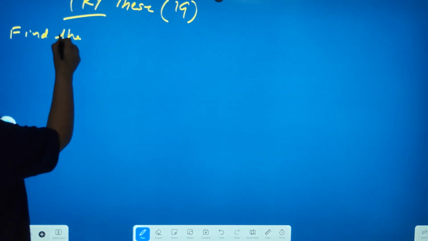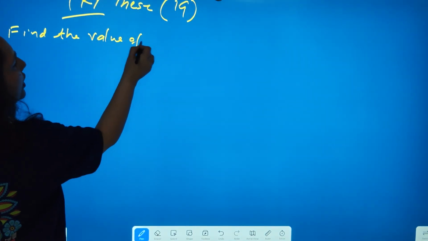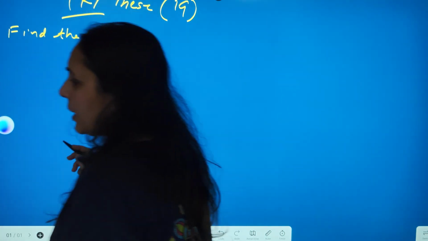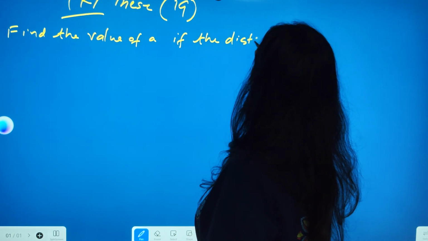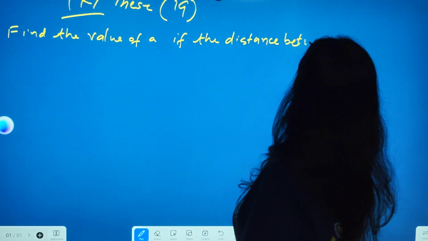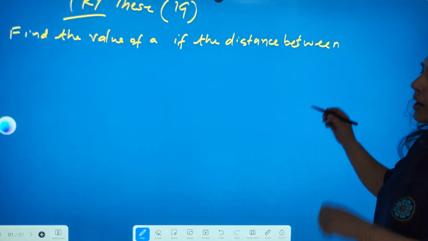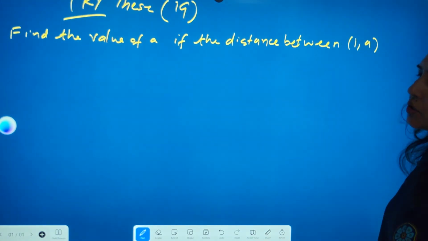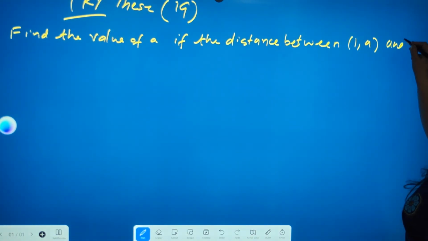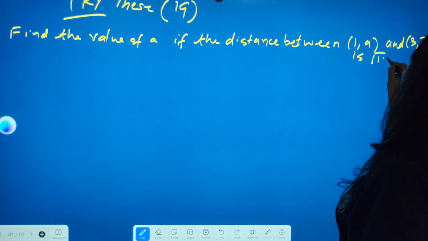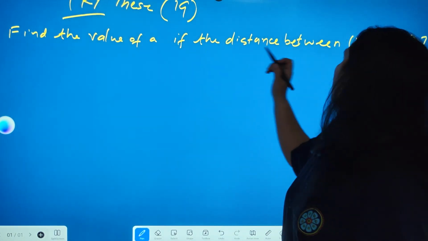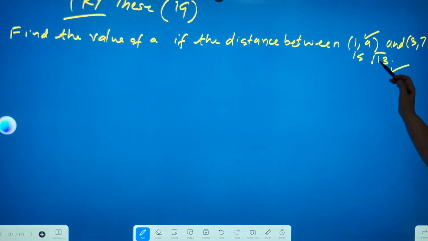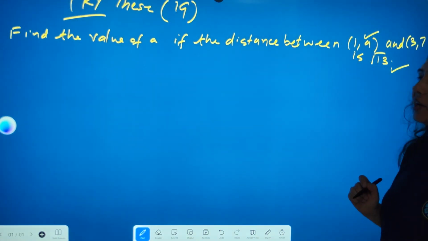Find the value of a if the distance between (1, a) and (3, 7) is root 13, right? In this question you need to find the value of a, if the distance between these two points is given to you as root 13.